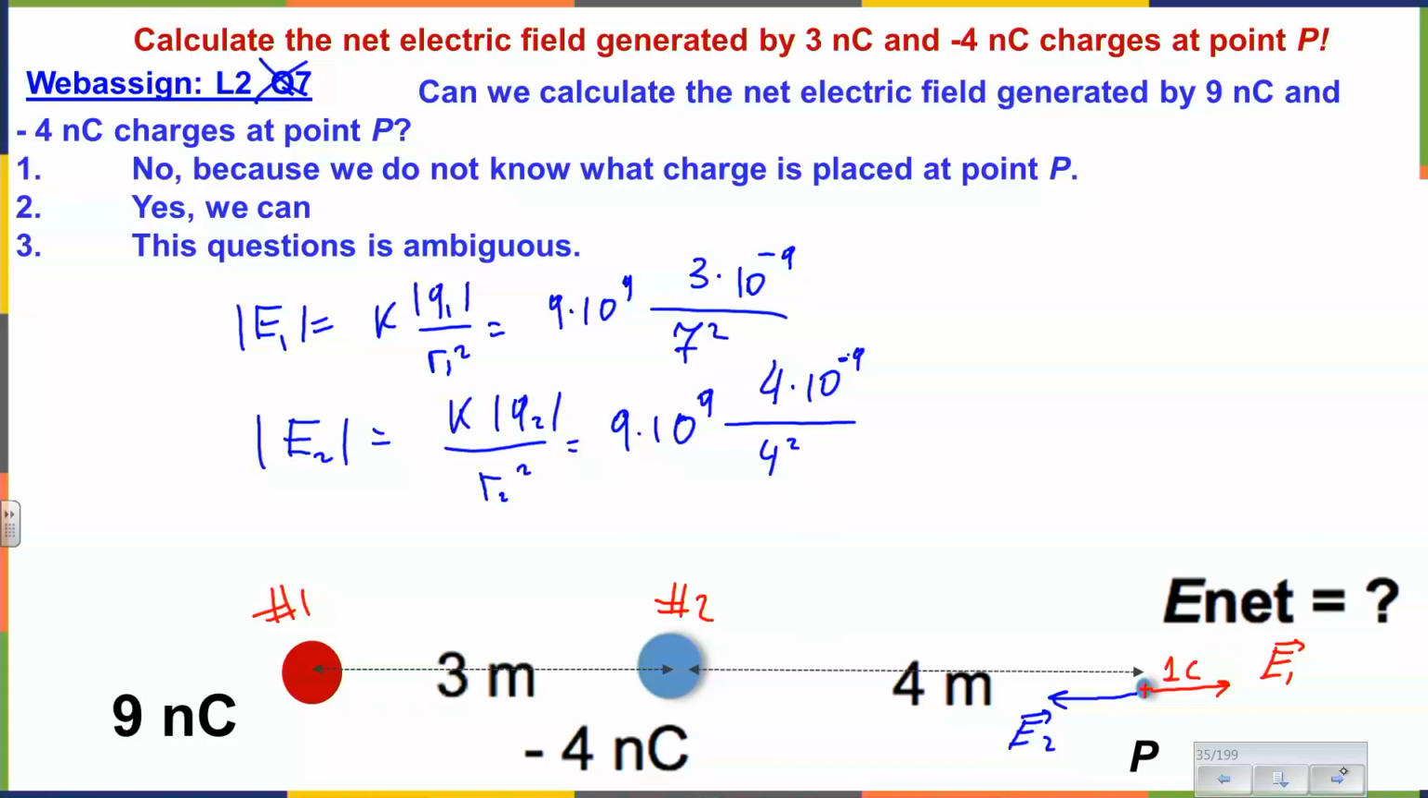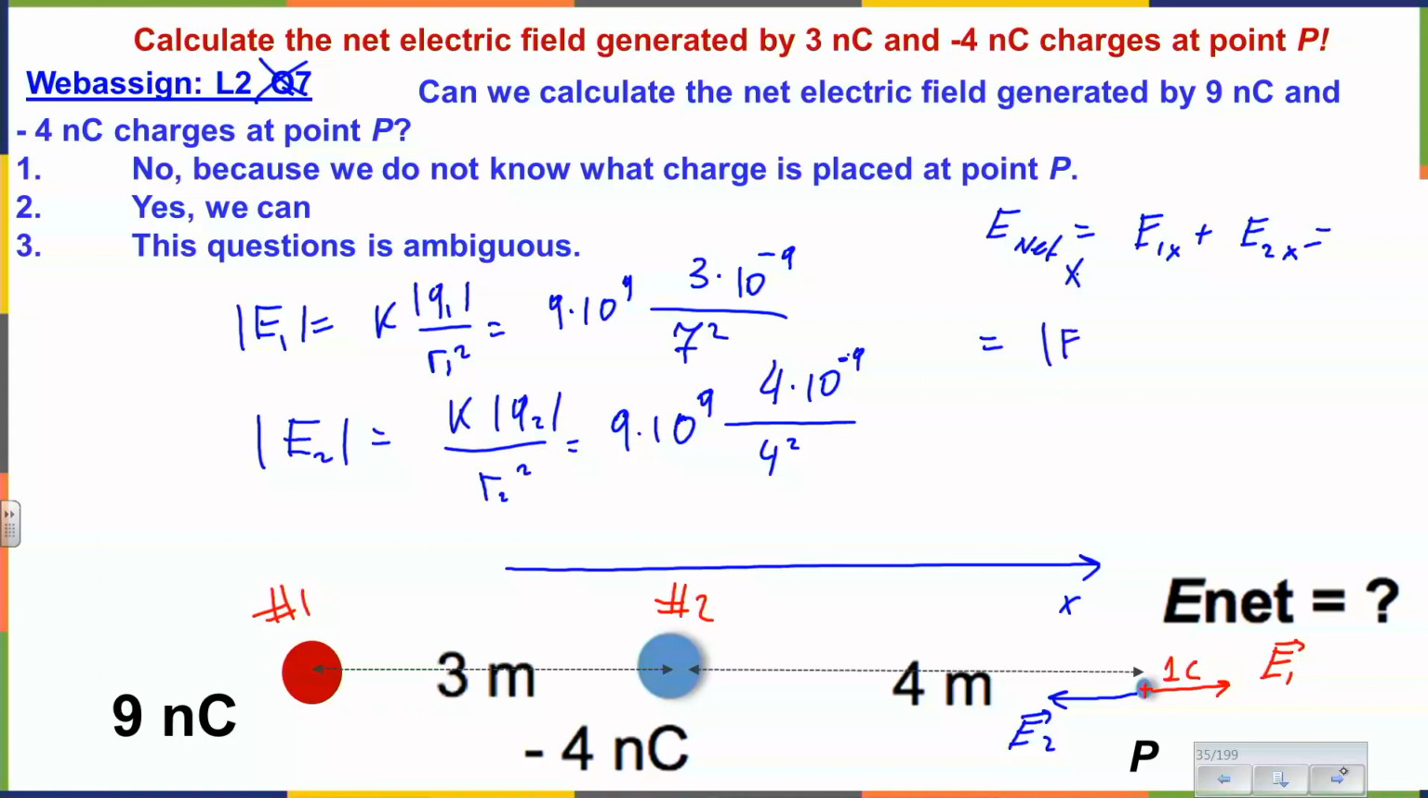Well, now we need to do vectors. One arrow points to the right, second arrow points to the left. So net arrow relative to the positive x direction should be equal to the x component of the first arrow plus the x component of the second arrow. The first component is positive, second actually is negative. That's what we need to calculate.